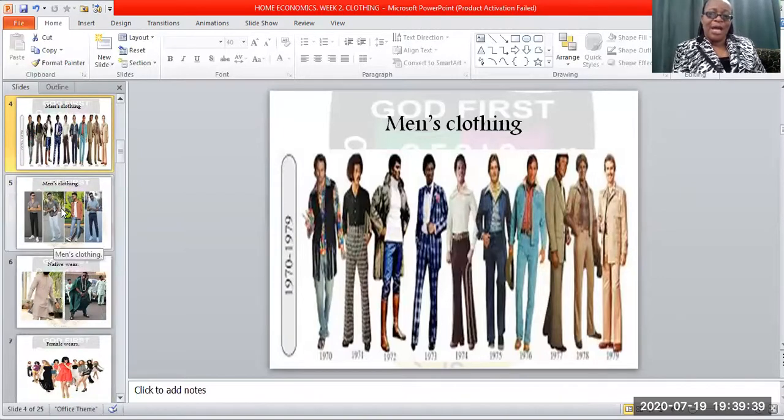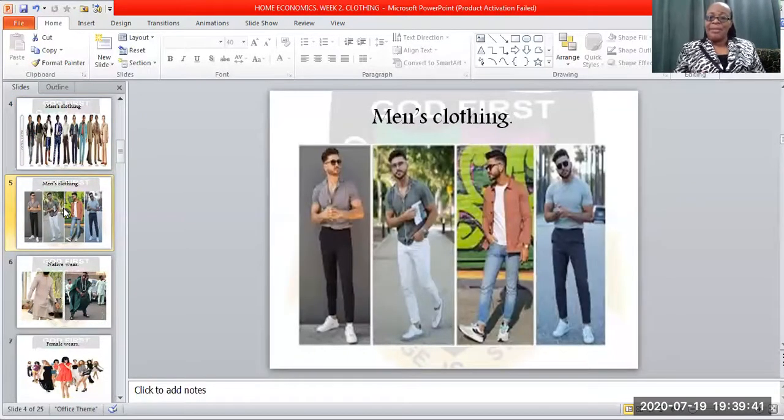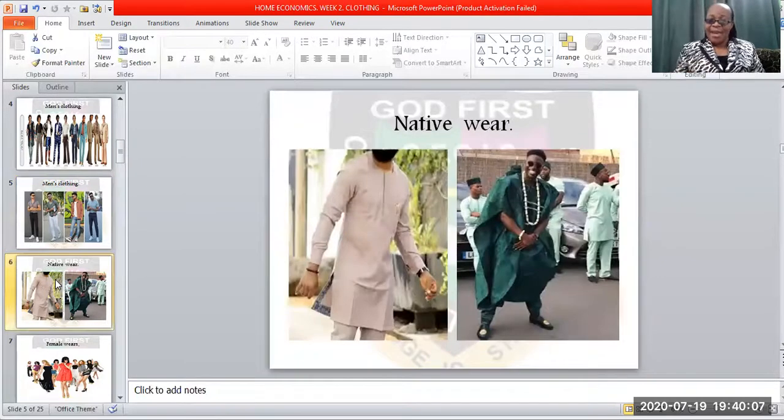We have other casuals that can be worn by men. Various types of clothes can be worn by men. You understand? The catalog is not limited to what you see on the slide. There are so many types, many variations of clothing for men. Are we together? We also have native wears.